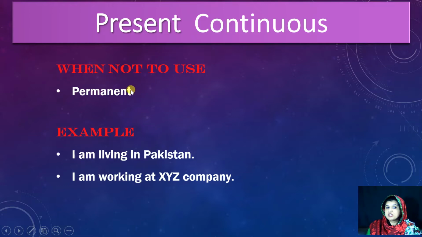There are certain situations when we are not supposed to use present continuous tense. Number one, permanent. If we want to give the concept of permanent. For example, if I say I am living in Pakistan, is it right or wrong? No, it's incorrect sentence because living in Pakistan is a permanent process. It's a permanent action. So I need to use simple present here.